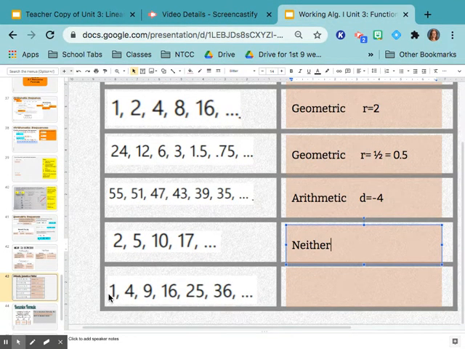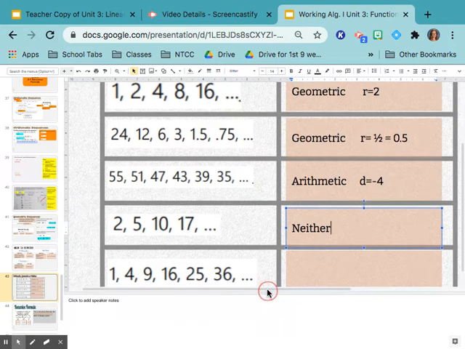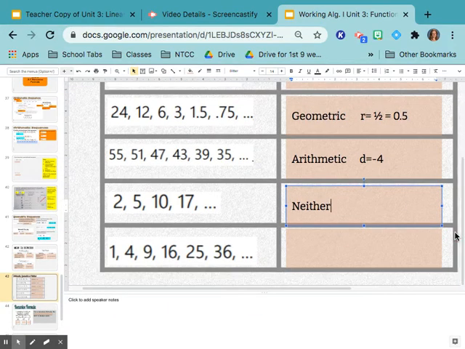Next one, 1, 4, 9, 16, 25, 36. You would add 3, add 5, so that's not arithmetic. If we divide these, 4 divided by 1 is 4, so it's not geometric. So yeah, it's neither.